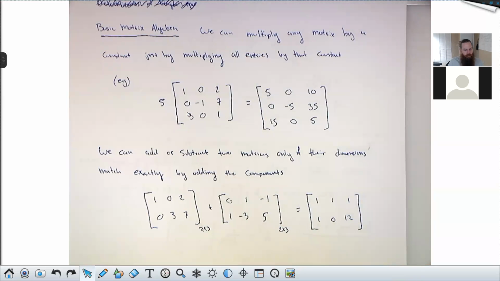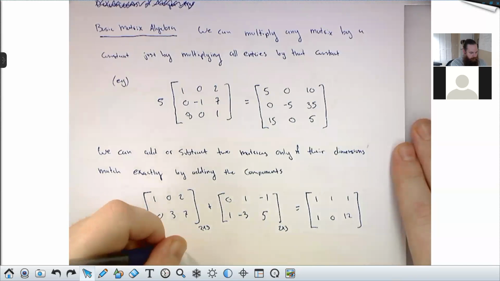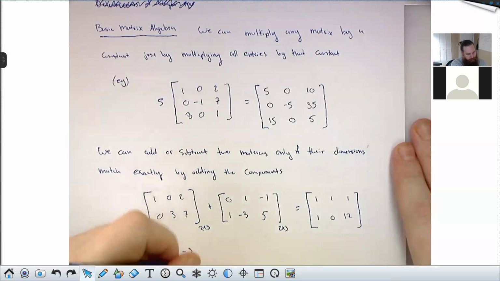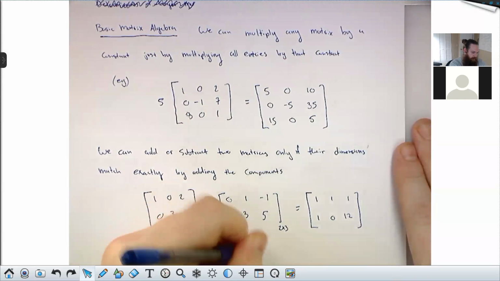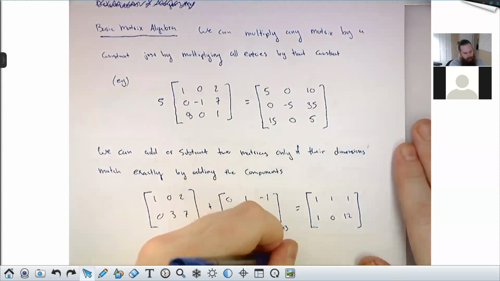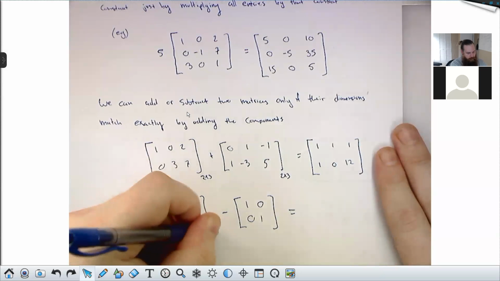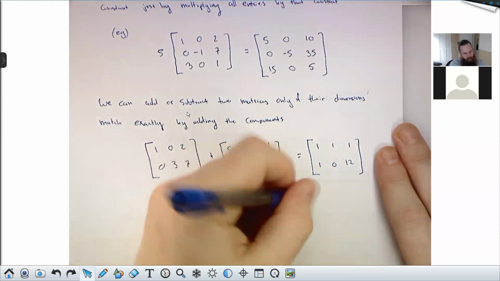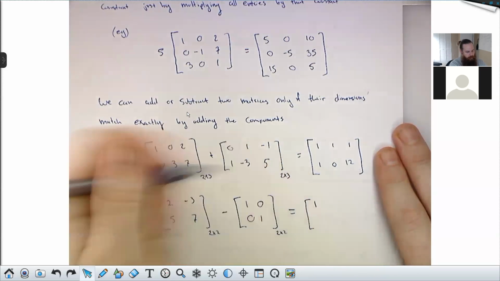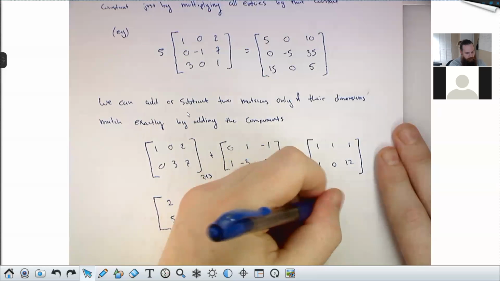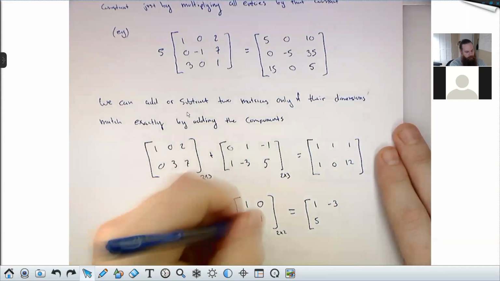Same for subtracting. If I want to subtract from 2, negative 3, 5, 7, the matrix 1, 0, 0, 1, I can do that because they're both 2x2s. And I just subtract them component-wise. So 2 minus 1 is 1. Negative 3 minus 0 is negative 3. 5 minus 0 is 5. And 7 minus 1 is 6.